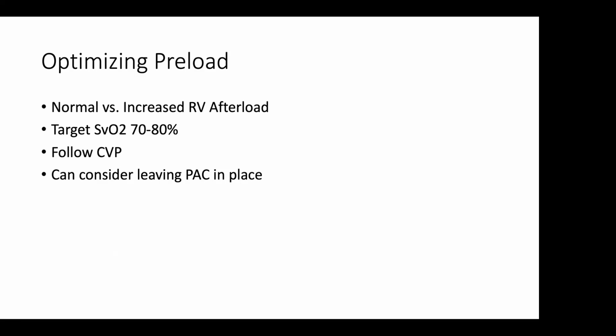And some people would argue that you can consider leaving your PA catheter in place for serial measurement or serial management, but some pulmonary hypertension specialists would also argue that there's really not much benefit of leaving your PA catheter in place as long as you can follow your mixed venous or your central venous pressure trend.